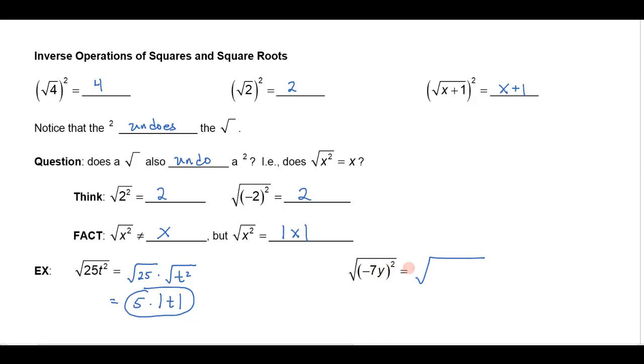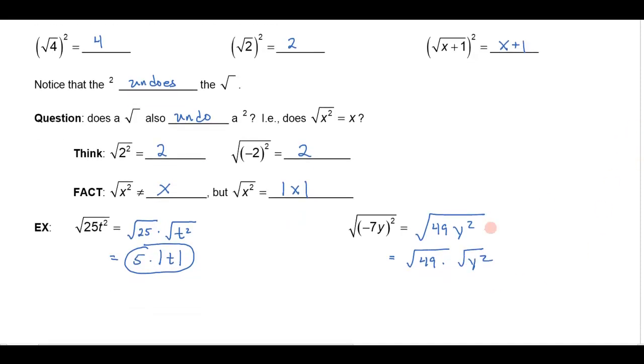Well, I'd square the negative 7, that's 49, and then I'd square the y, that's y squared. And then I'd do something similar to this one. I'd have the square root of 49 times the square root of y squared, and that's going to give me 7, not y. The square root of y squared isn't going to be y. The square root of y squared is going to be the absolute value of y. Okay?